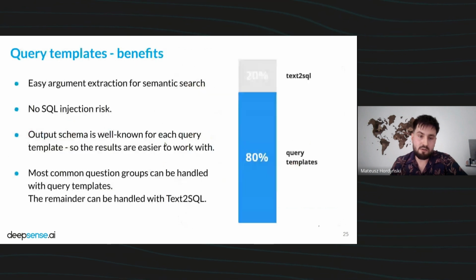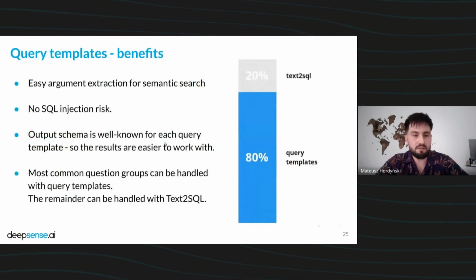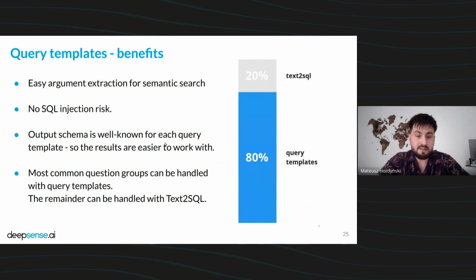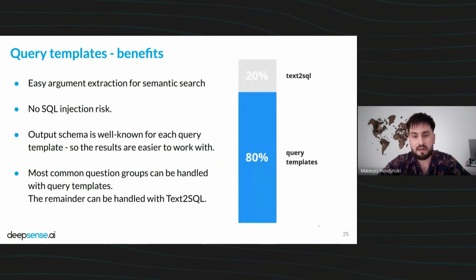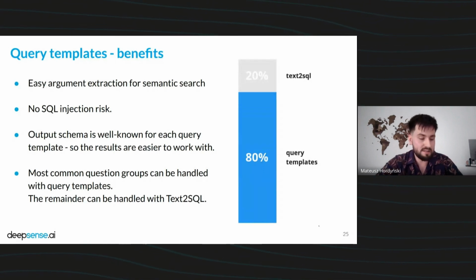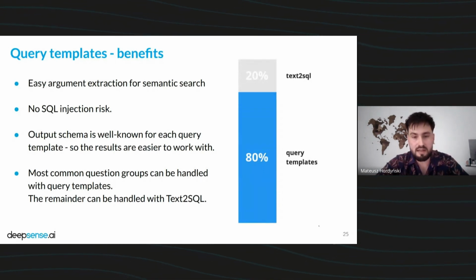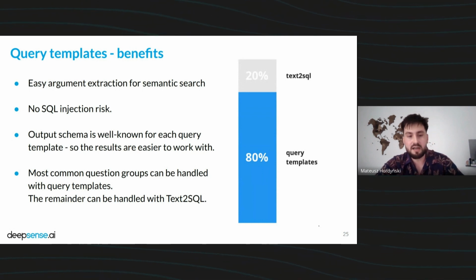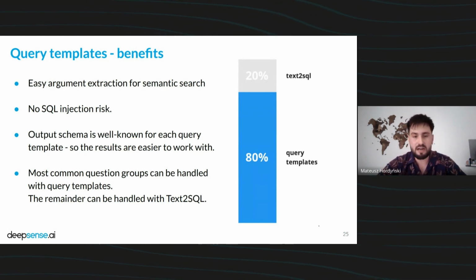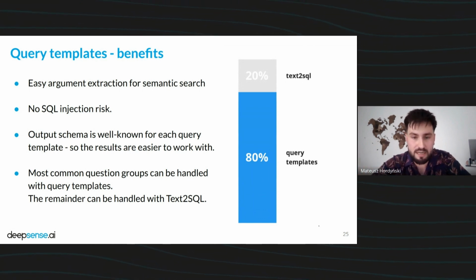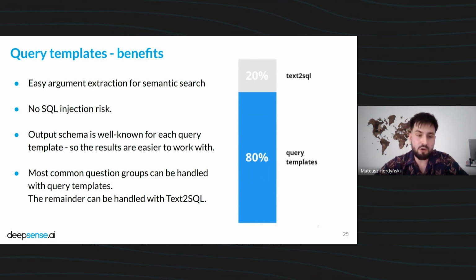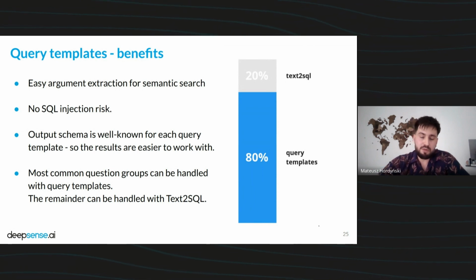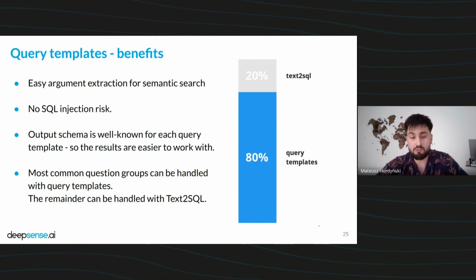So what are the benefits of query templates? The first big benefit is that it's very easy to extract arguments for semantic search. As I showed you in the second lesson with the semantic search, all that step with extracting the constant values from the query, you don't need that because here you have direct access to all the arguments. You have no SQL injection risk, because you have full control of your queries.